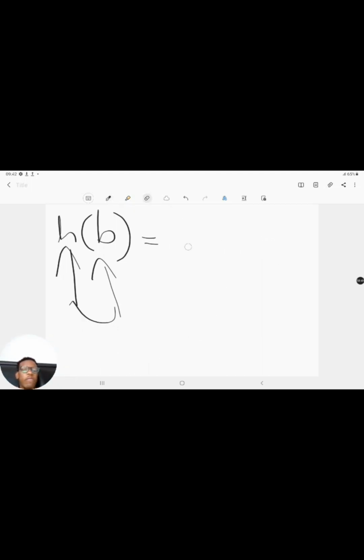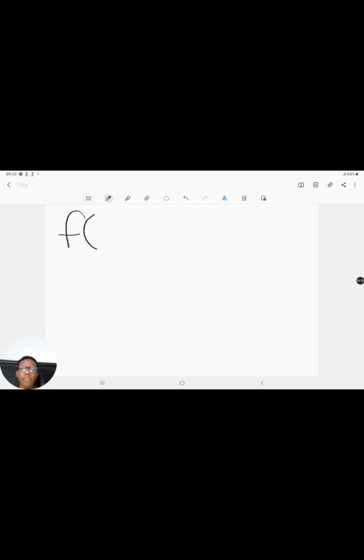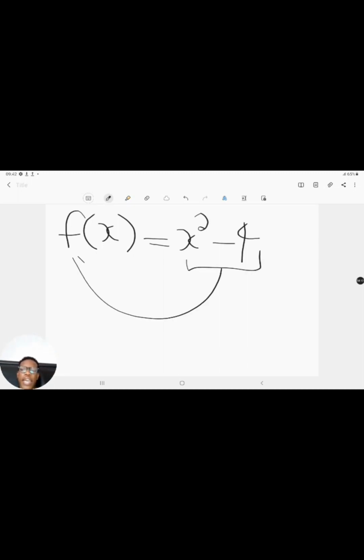Now, what about the manipulations that can be made, or the transformations that I was talking about? Let's say you've got f, a function called f made up of x's, and that function is given by x squared minus 4. It's given by x squared minus 4. That is the description of a function called f made up of x.